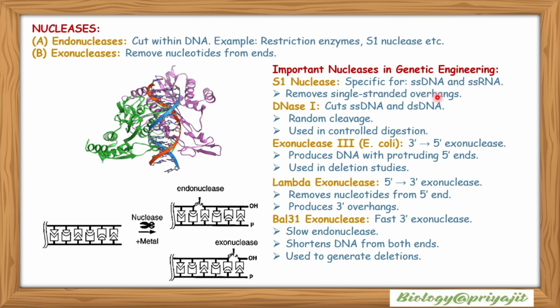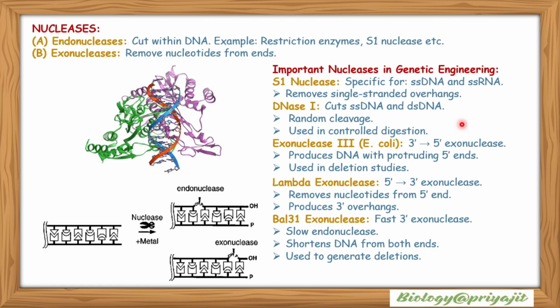It removes single-stranded overhangs. Other important nucleases used in genetic engineering are DNase I, exonuclease III from E. coli, lambda exonuclease, BAL31 exonuclease, etc. DNase I cuts both ssDNA and double-stranded DNA, with random cleavage, and is used in controlled digestion. Exonuclease III from E. coli has 3' to 5' exonuclease activity. It produces DNA with protruding 5' ends, and is used in deletion studies.